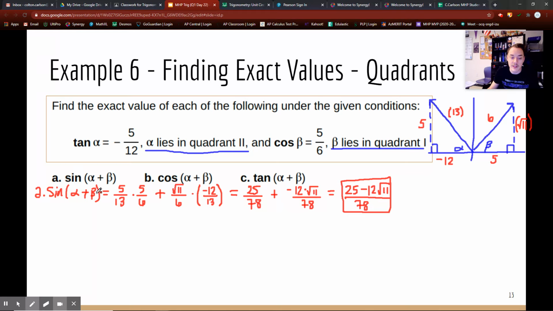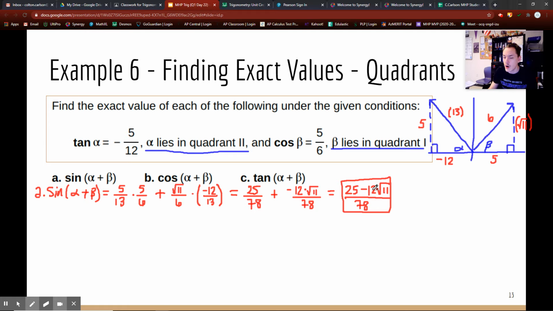I know the alpha plus beta is either in quadrant 2 or quadrant 1. Okay, the alpha plus beta. Beta alone and alpha alone are in these quadrants. But when I add those two angles, whatever they are, I know since sine is positive here, it's more than likely going to be in quadrant 1.